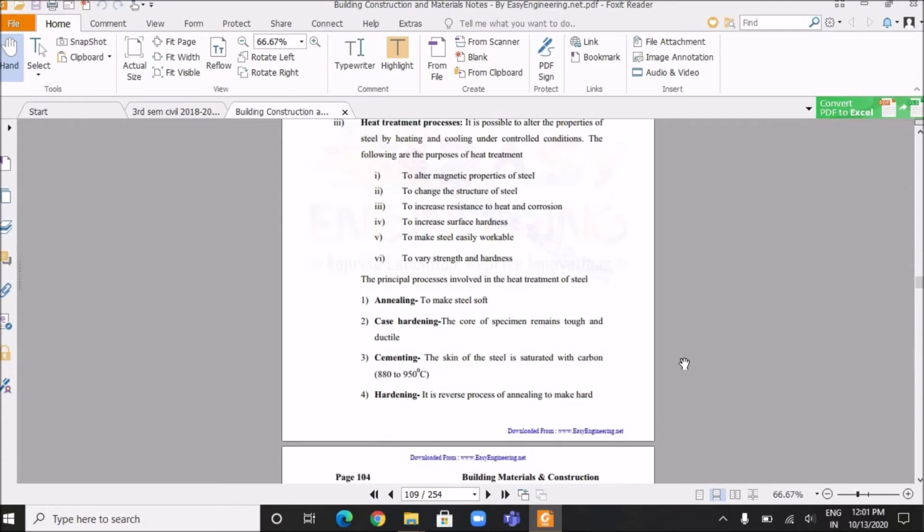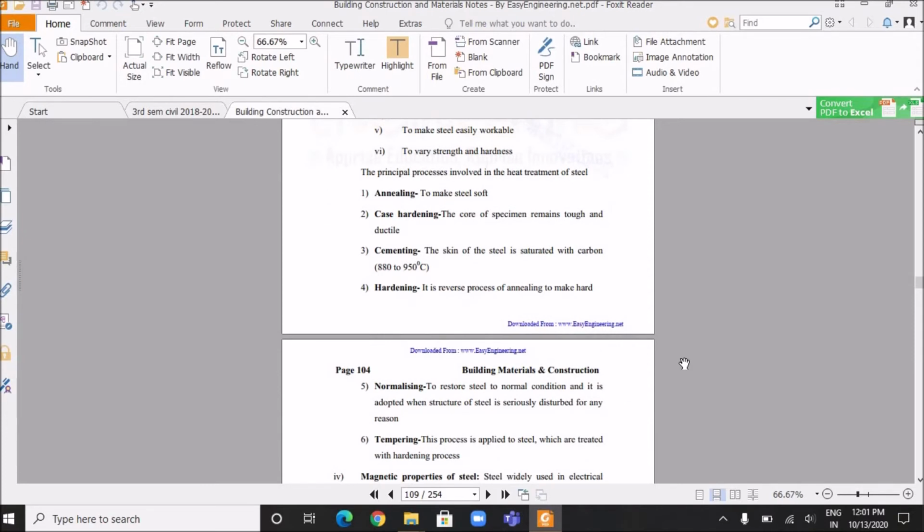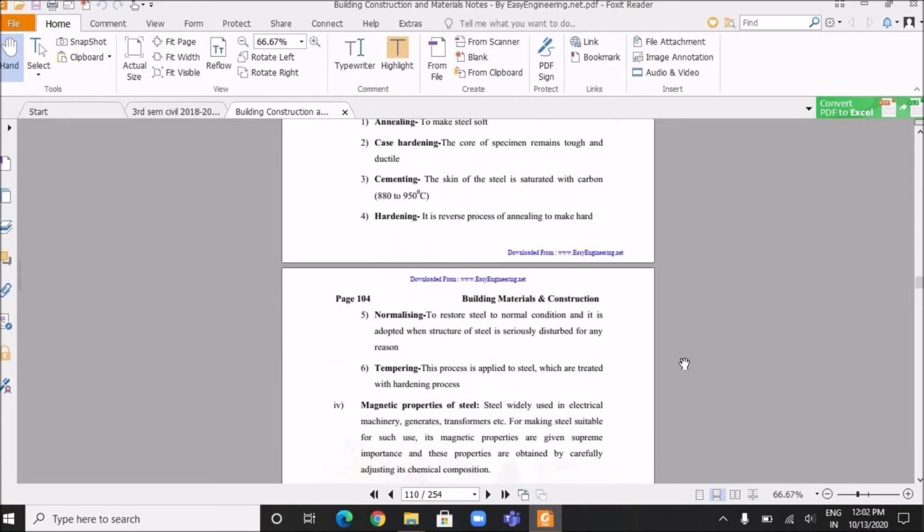Annealing, to make steel soft. Case hardening, the core of specimen remains tough and ductile. Cementing, the skin of the steel is saturated with carbon. Hardening, it is the reverse process of annealing, to make steel hard. Normalizing, to restore steel to normal condition, and it is adopted when structure of steel is seriously disturbed for any reason. Tempering, this process is applied to steel which is treated with hardening process.